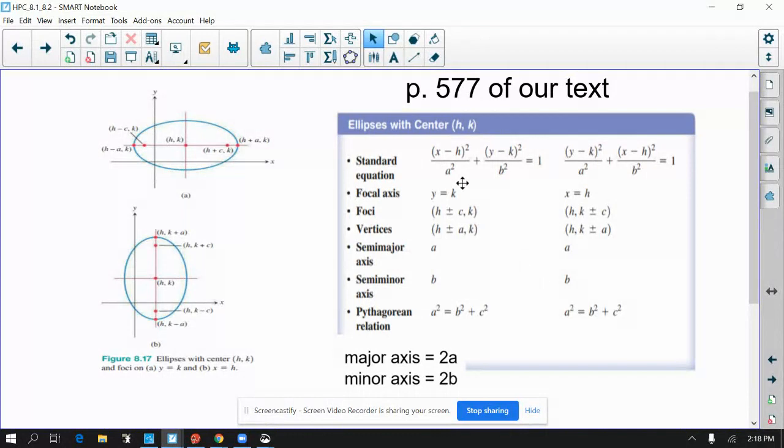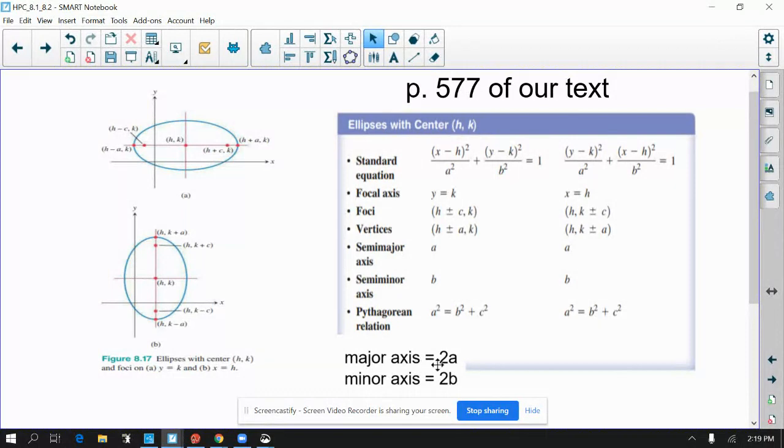The A value is always the bigger one. It's always the major axis part. So remember, the major axis is this long distance here, which is horizontal. For this one, it would be this vertical distance. So whatever that distance is, A will tell you that. The semi-major axis, which means half of the major axis, is A.